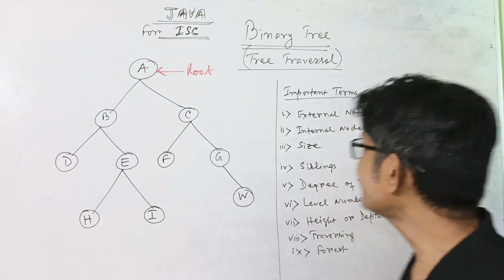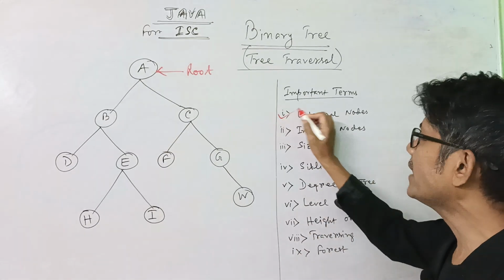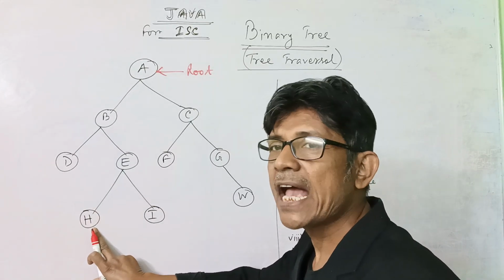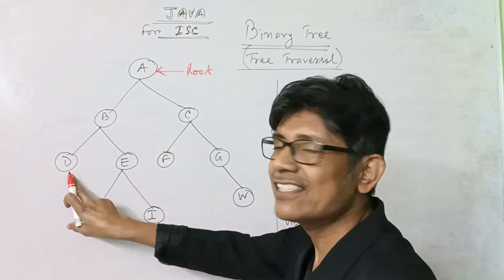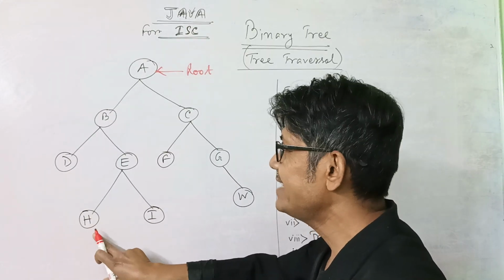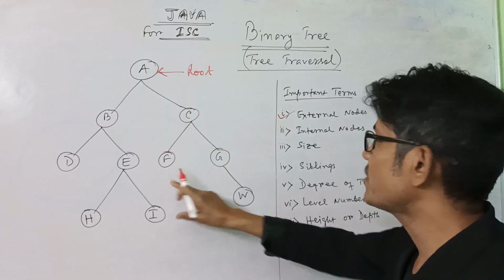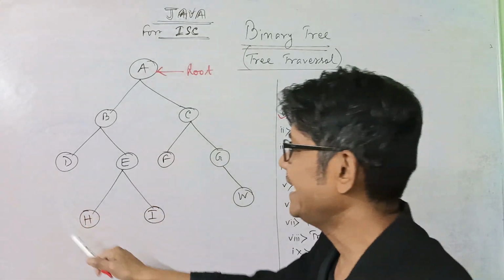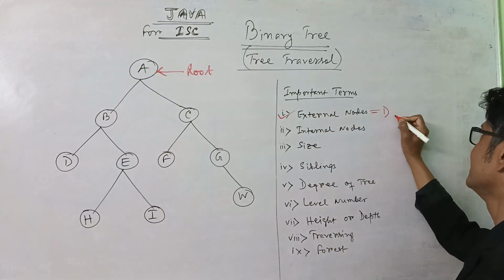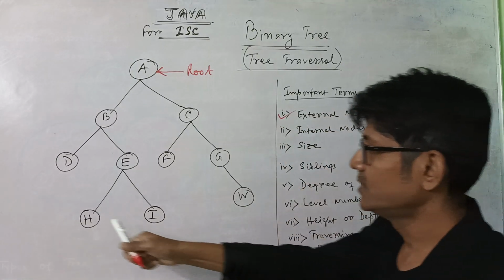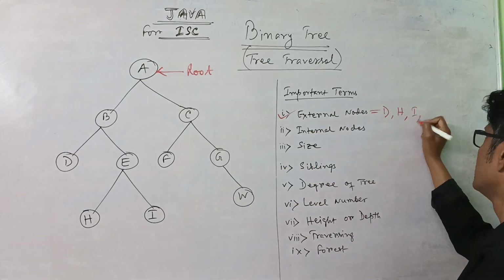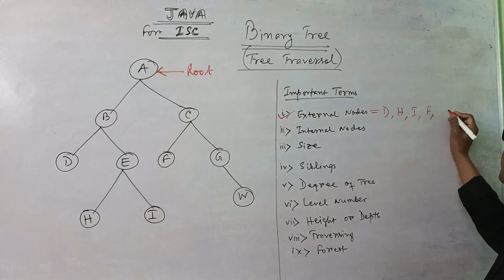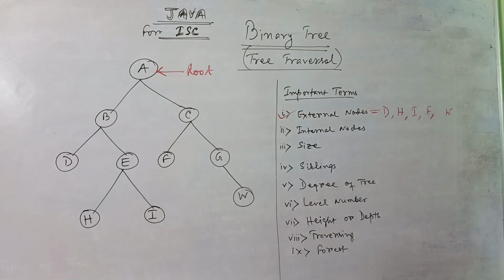Now see, the external nodes, we want to understand what external nodes are. D has no other branch. E, H has no other branch. I has no other branch. F. So what will we write? We will write D, H, I, F, W. These are what? External nodes.